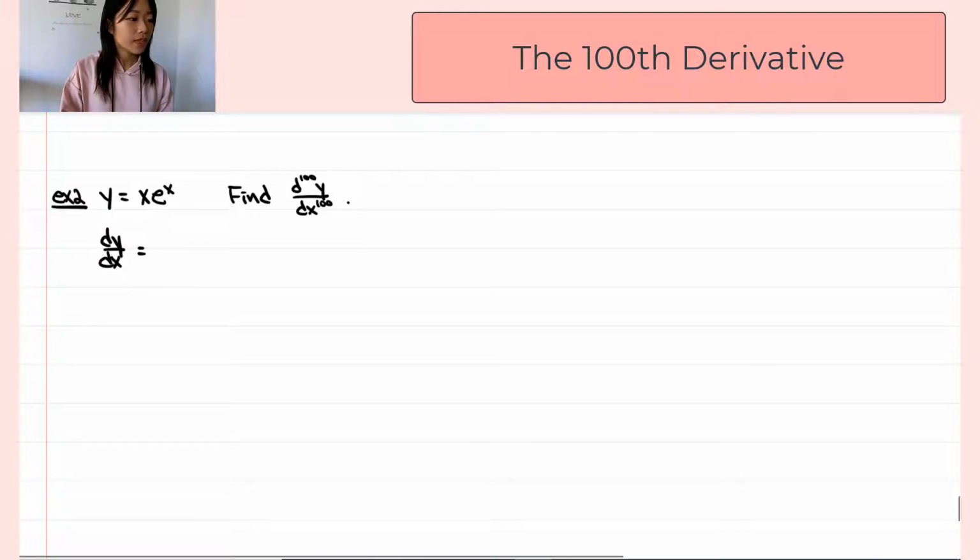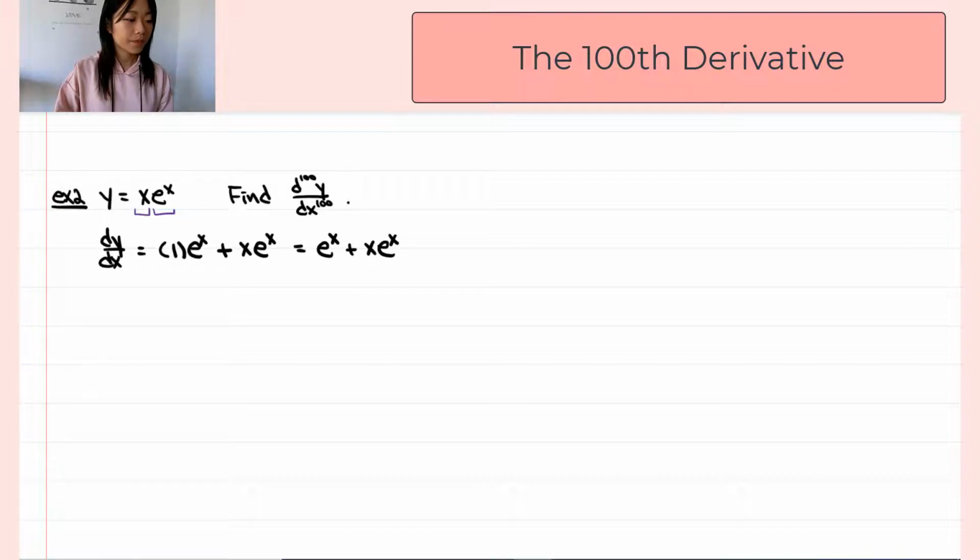Here we have a function of x times another function of x. So we need to use the product rule. So the derivative of the first function times the second function plus the first function times the derivative of the second function. So the first derivative is e to the power of x plus x times e to the power of x. Now let's find the second derivative.